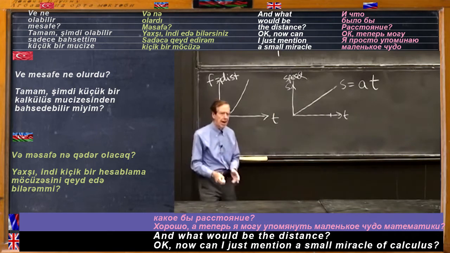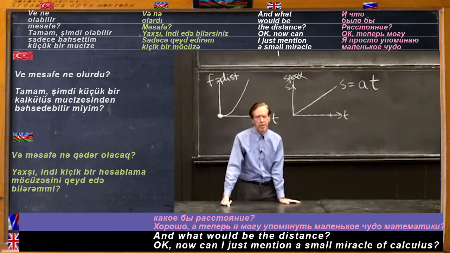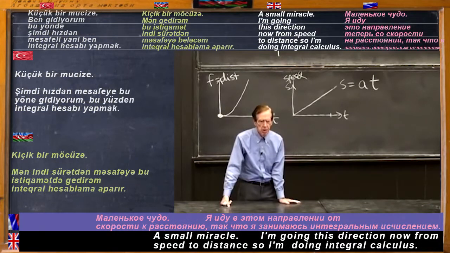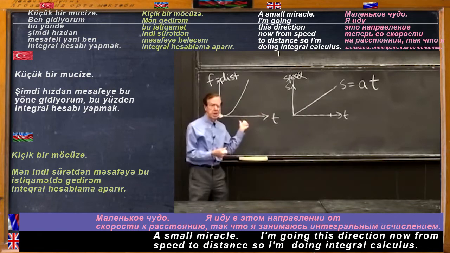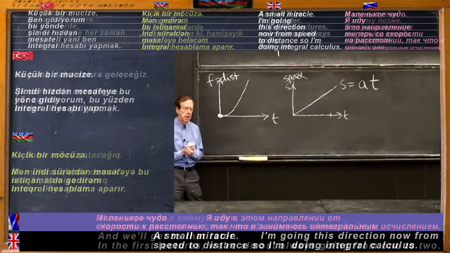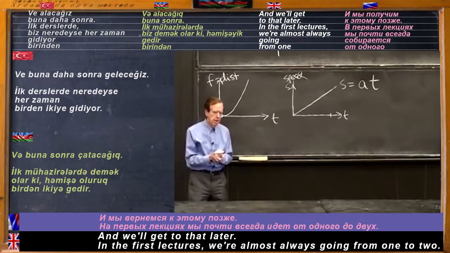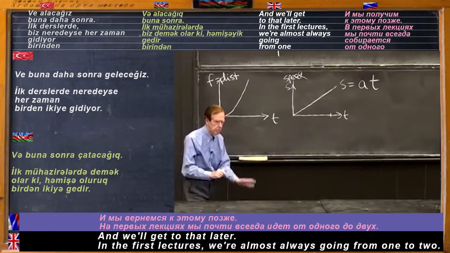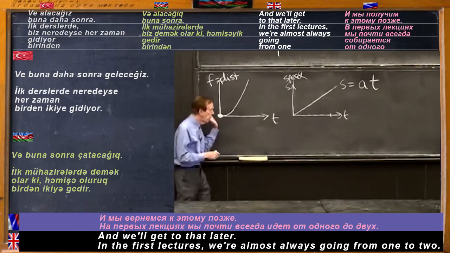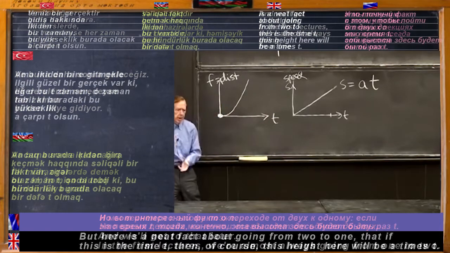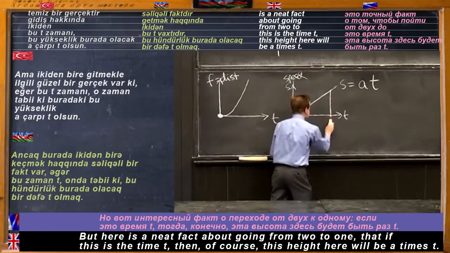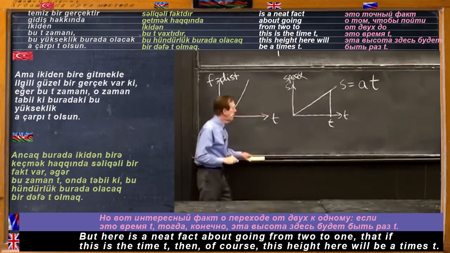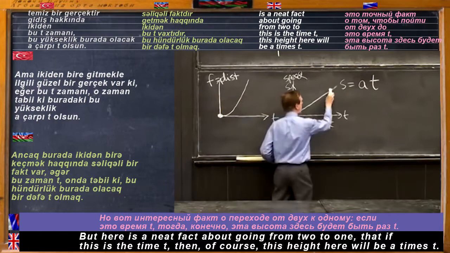Okay, now can I just mention a small miracle of calculus? I'm going this direction now from speed to distance, so I'm doing integral calculus, and we'll get to that later. In the first lectures, we're almost always going from 1 to 2. But here is a neat fact about going from 2 to 1. That if this is the time t, then of course this height here will be a times t.